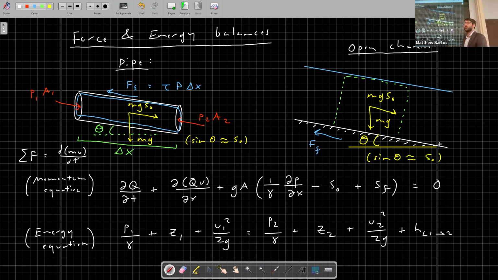Okay, what about pressure? Is there a pressure force acting on our control volume? So there is an atmospheric pressure acting on the top. What about on the sides? Who thinks yes? Who thinks no? So there's no pressure acting on the sides of the control volume.